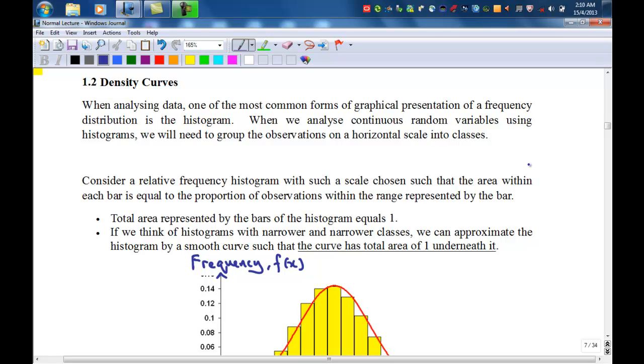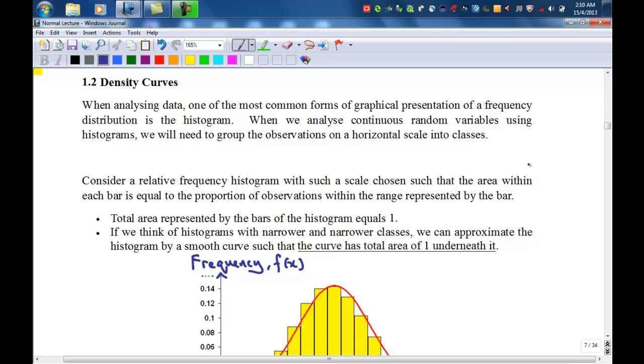Now, the next terminology that we want to look at is this thing called density curves. When we analyze data, one of the most common forms of graphical representation of information is the histogram. And I'm sure all of us have drawn histograms before, especially in project work.